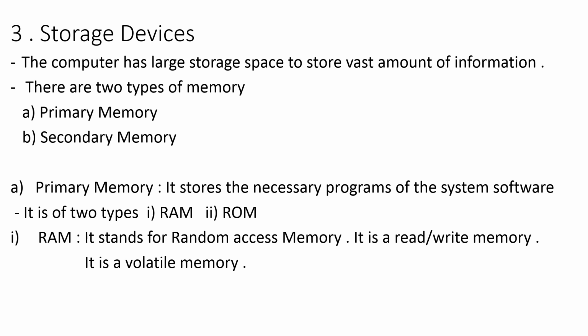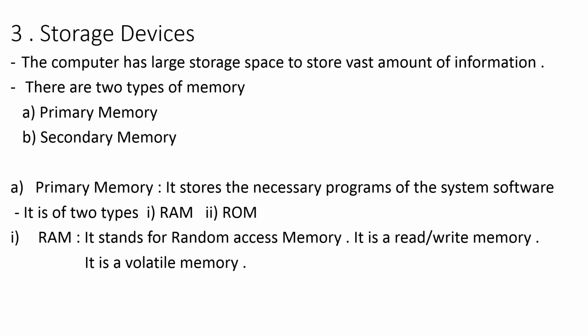Now primary memory is of two types, RAM and ROM. First we will study about RAM. RAM stands for random access memory. It is a read or write memory, meaning you can read its data, and you can also update it. You can also write inside the RAM. Now it is the volatile memory. Volatile means what?